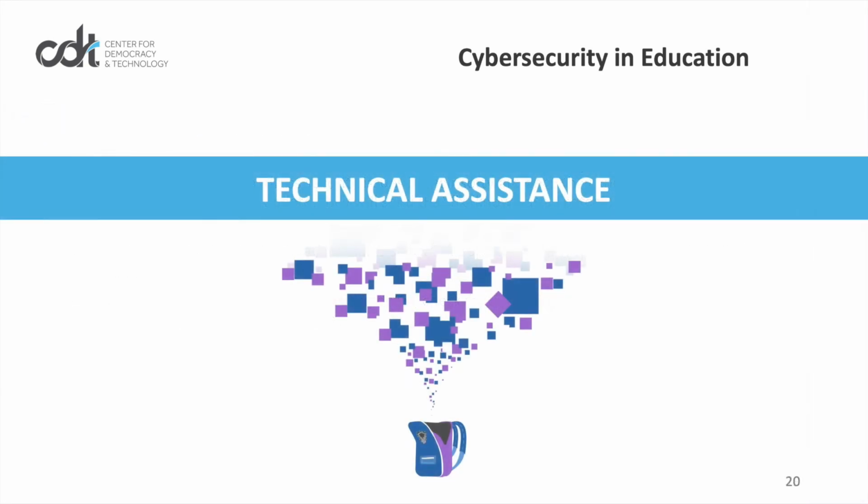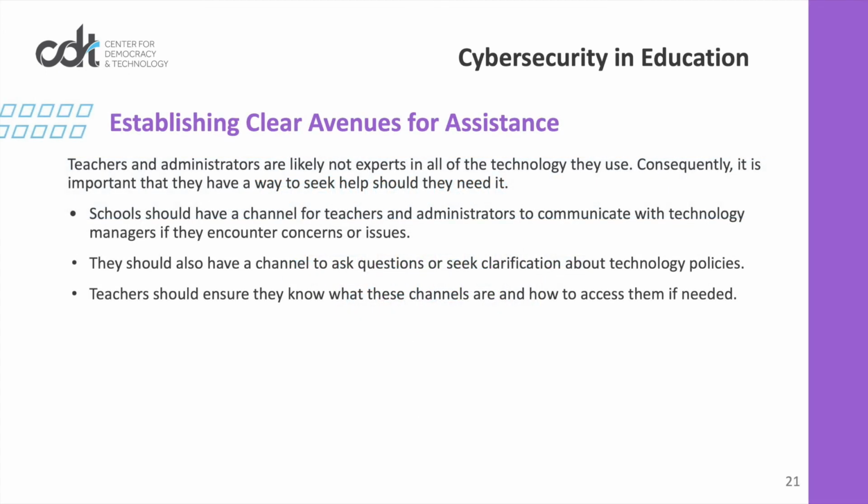If you aren't sure how to approach a technical or security problem, you should have a way to reach out for help. Many teachers and administrators are not experts in the technology and systems they use. Consequently, schools need to have channels for teachers and administrators to get help for their technical and security questions. These channels should enable them to ask questions, seek clarification, and resolve issues in a security and privacy-friendly way.